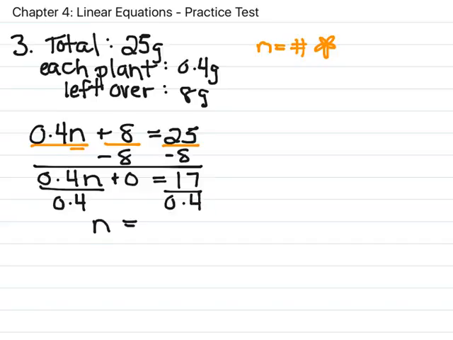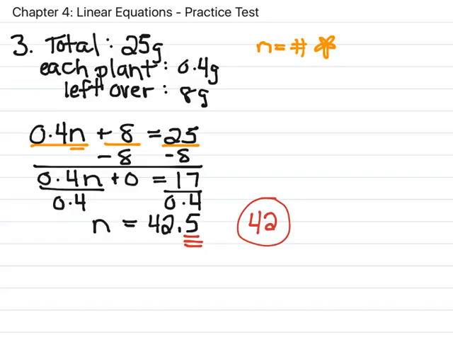So n equals 42.5. An important note here is we can't have half a plant, so the 0.5 isn't going to work. And we don't have enough fertilizer to be able to do 43 plants. So the number of plants that she can have in her test is actually going to be 42. So she can have 42 plants and have the 8 grams left over.